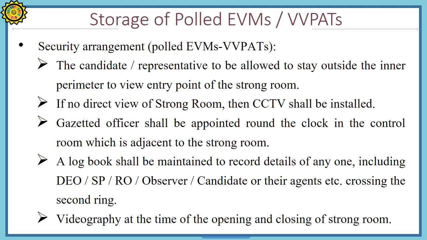A logbook shall be maintained to record details of anyone, including the DO, SP, RO, observer, candidate or their agent, etc., crossing the second ring. Videography at the time of the opening and closing of the strong room.